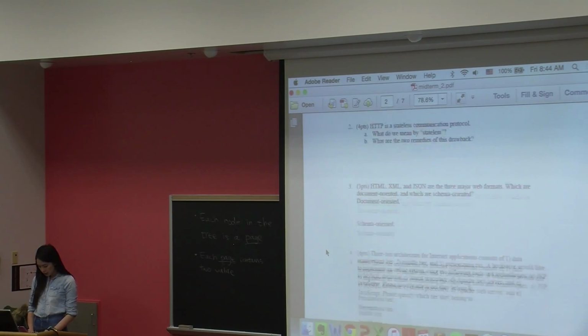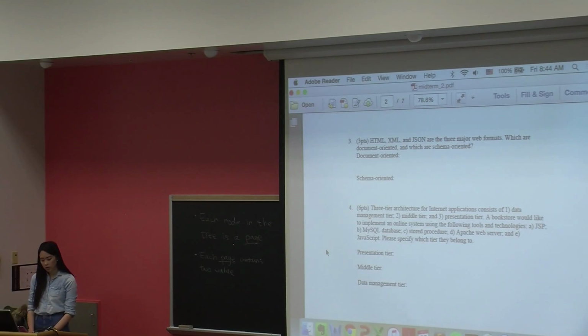For the third one, quite a lot of you might have gotten just slightly off. I was asking about these 3 major web formats, which ones are document oriented and which ones are schema oriented. Document oriented is about when it's getting rendered, and which web formats focus on that more. Schema-oriented takes care of the data structure, the structure of the relation. So document-oriented would be HTML, and the rest, XML and JSON, are schema-oriented. Some of you got it wrong.